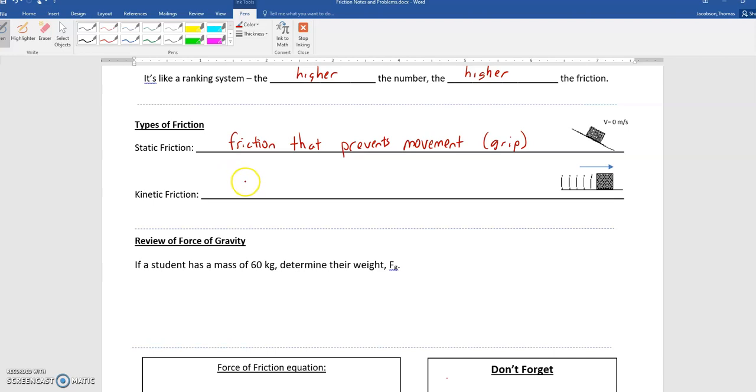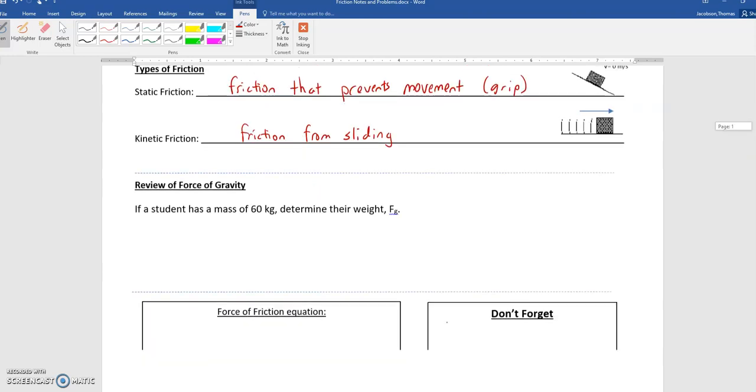And then there's kinetic friction, which is friction from sliding. So you sliding your desk across the floor, you pushing your desk across your table, you pushing your calculator across your desk. Those are all kinetic frictions. We're going to focus on kinetic frictions. We're not going to do any static frictions, at least not yet.